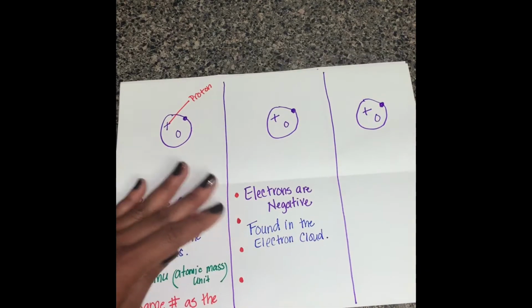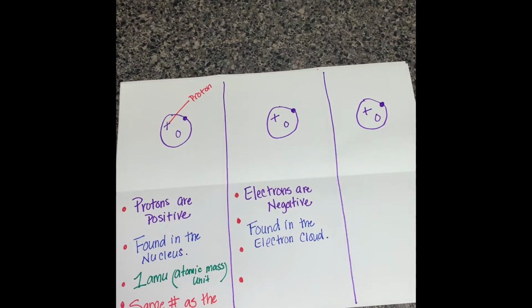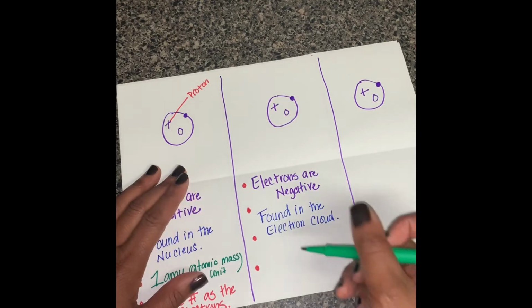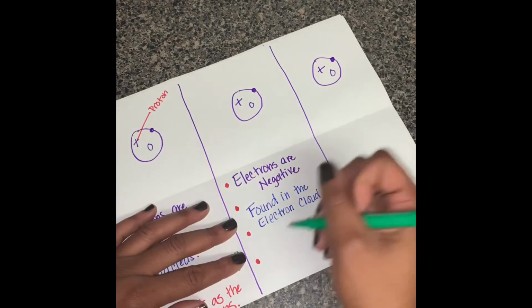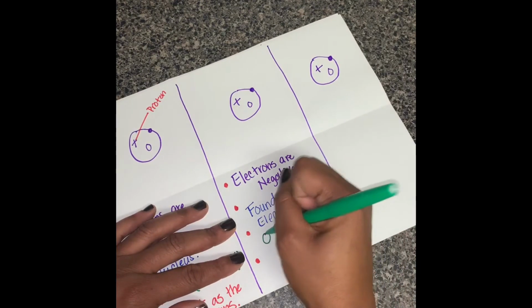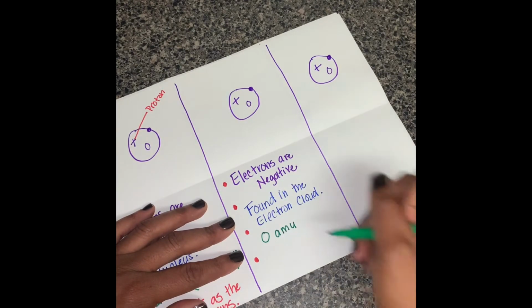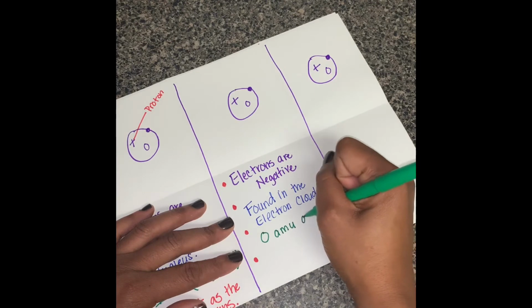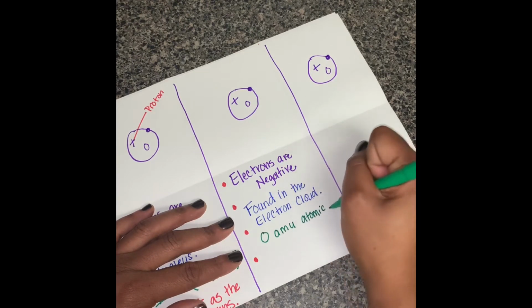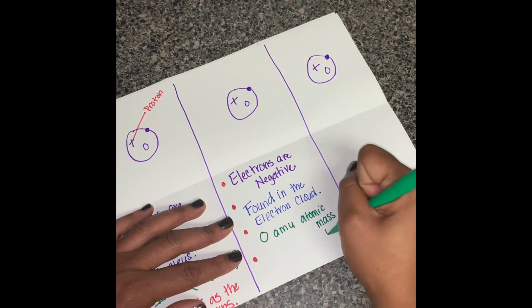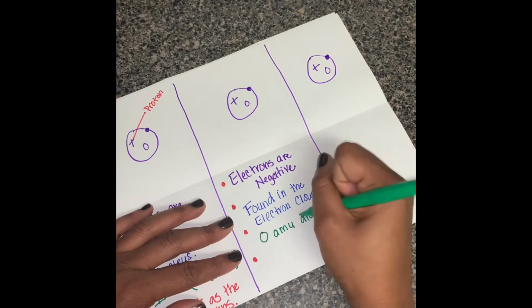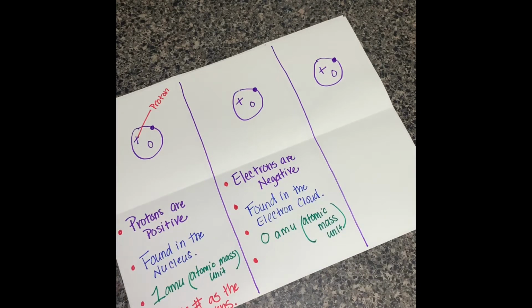Now, this is an easier one to remember. Electrons are found in the electron cloud. So their name and their location help you figure out where they belong. Now, along with them being in the electron cloud, just like any other cloud, they're able to float around. They have no mass. Their mass is 0 AMU. And again, AMU stands for atomic mass unit.